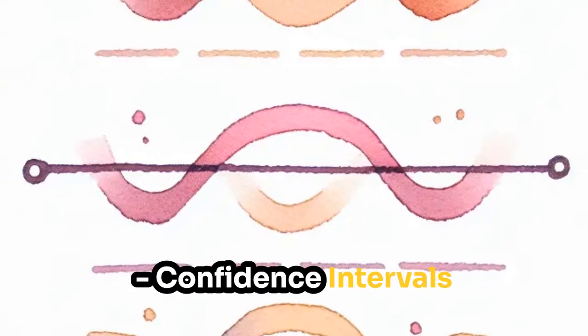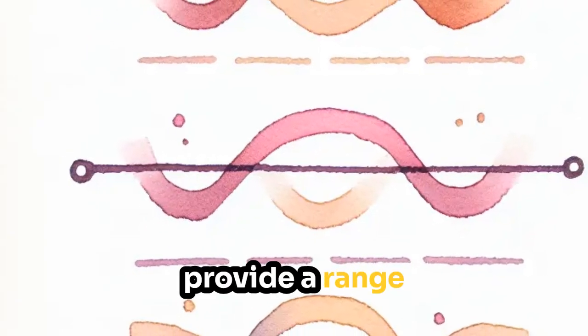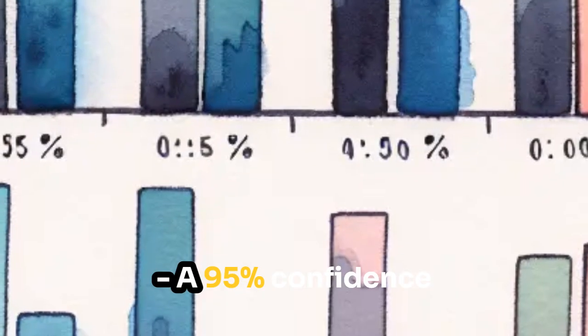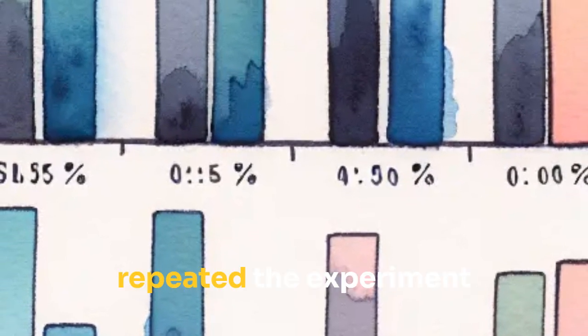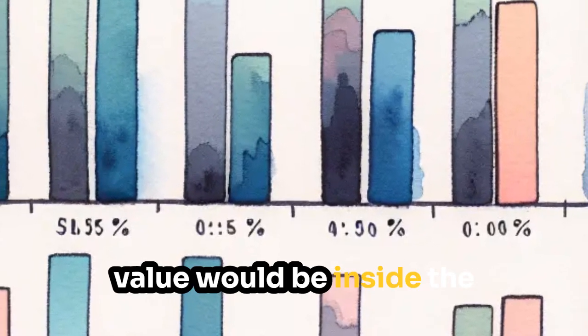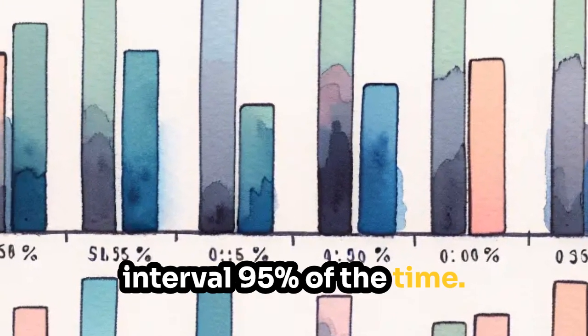Confidence intervals. Confidence intervals provide a range where the true value is likely to be found. A 95% confidence interval means that if we repeated the experiment multiple times, the true value would be inside the interval 95% of the time.